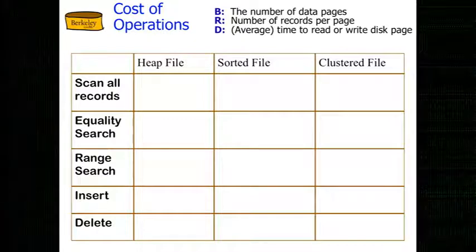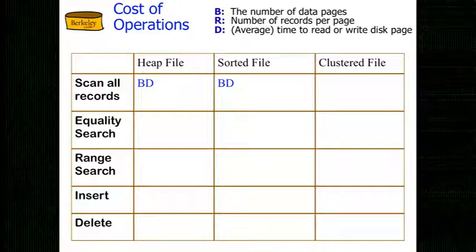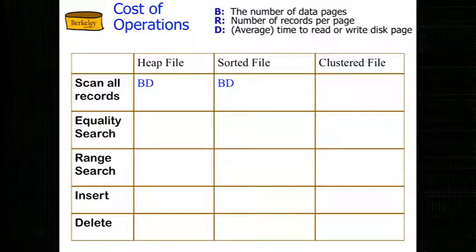Okay. What about for the sorted file? How long does it take to go through all the records in a sorted file? B times D. And a clustered file we haven't really figured out yet, so I haven't shown you what it looks like. So let's not worry about that yet. But those first two entries should be really easy, BD and BD. Okay, great. So the next thing, we're just going to do these first two columns.